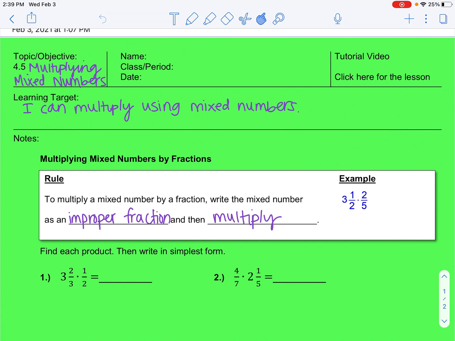Go ahead and fill out our rule box for how to multiply mixed numbers by fractions. To multiply a mixed number by a fraction, you write the mixed number as an improper fraction, and then multiply just like we did in the last lesson. Okay, let's take a look at our example.